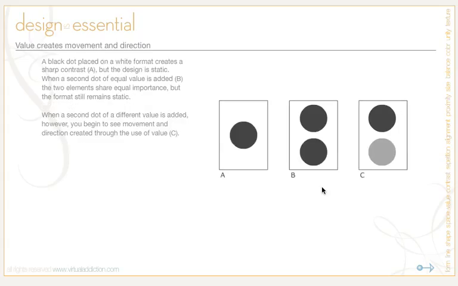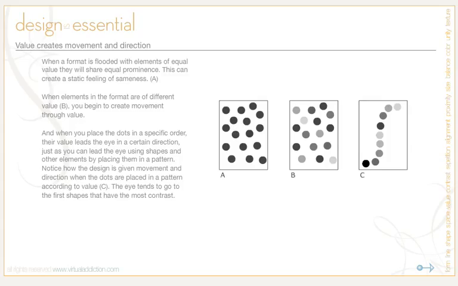Value can also create movement and direction. A black dot placed on a white format creates a sharp contrast, but the design is very static. When a second dot of equal value is added, the 2 elements share equal importance, but the format still remains static. Finally, when a second dot of different value is added, you begin to see movement and direction created through the use of value.